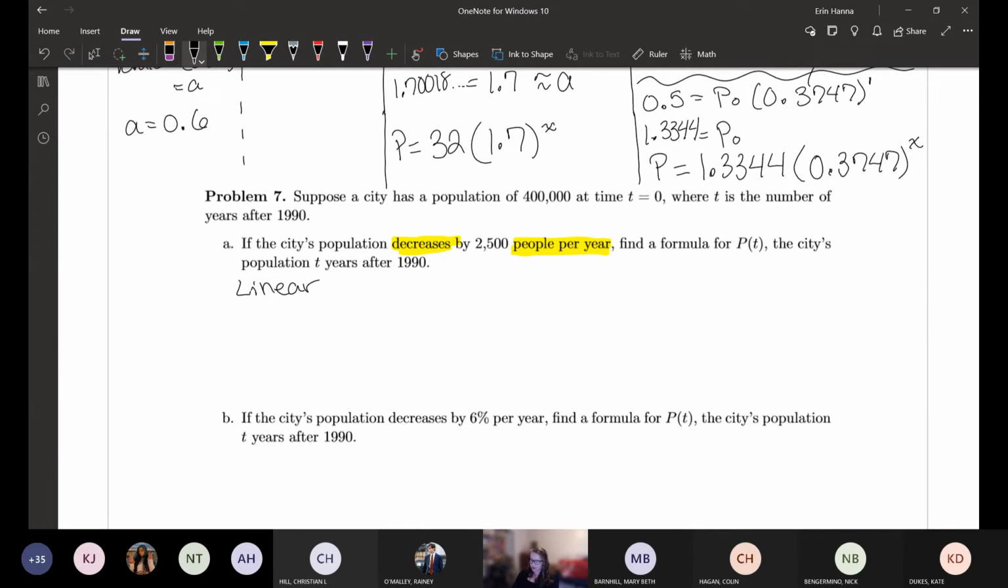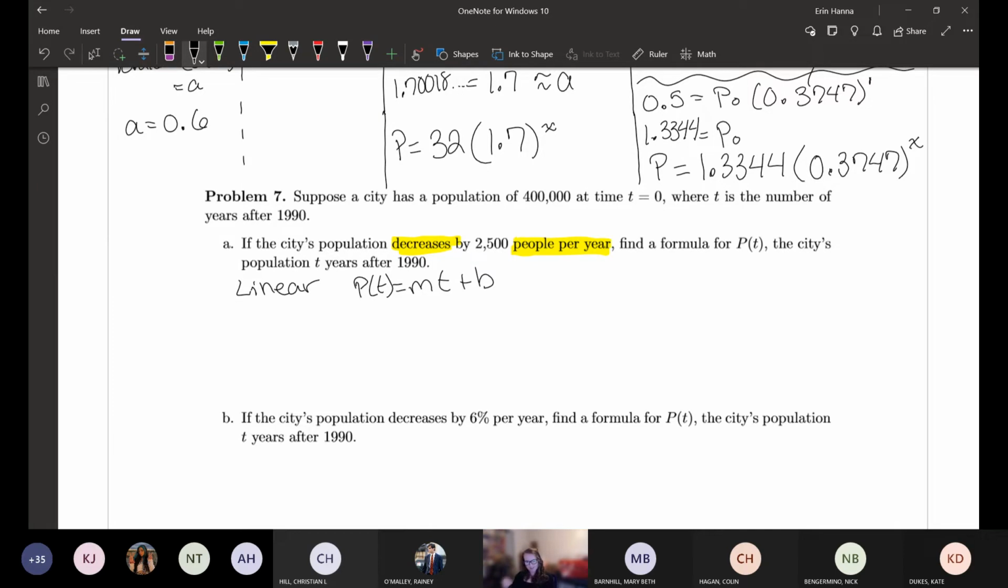So a linear function, we're going to have some y equals mt plus b. If you want to use p for population, actually they give us P of t, so I should be using that. P of t equals mt plus b. So our b is our y-intercept, our quote-unquote initial value, if you want to link up the phrasings there. So that's going to be the 400,000, the starting population, and then our slope is going to deal with this 2,500, but since it's, sorry, I almost said the answer instead of the question.